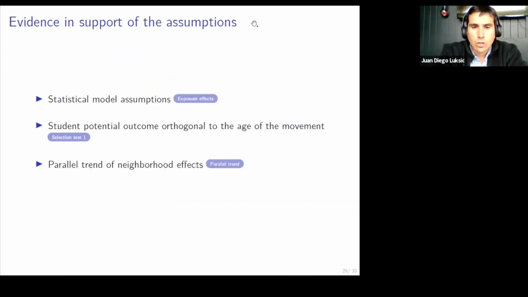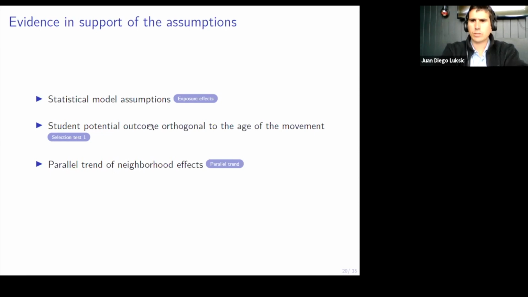Okay, so sorry, I cannot go back. So this is my specification. I use a shift share, and let me remind you of the assumptions I have used. First, the statistical model assumptions: neighborhood effects are constant and linear. Then, that the student potential outcome is orthogonal to the age of the movement. And the third one is the parallel trend of neighborhood effects. I have tests to provide support for these assumptions, and I will just show you one because of time.